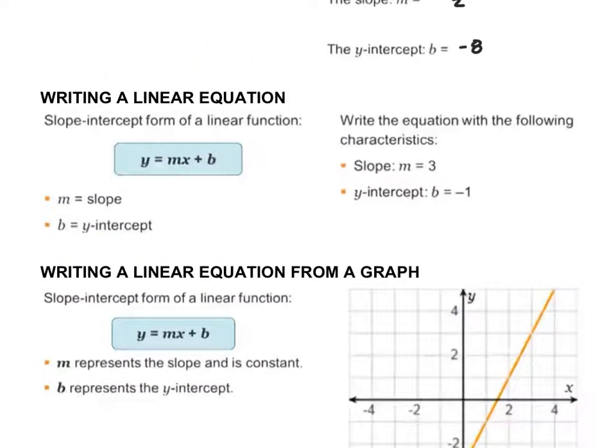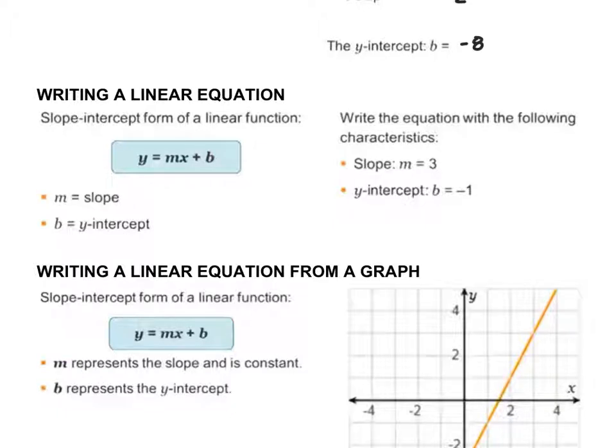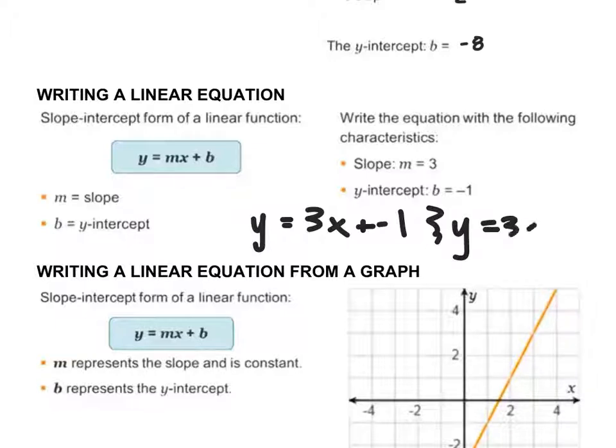So we can also write a linear equation if we know what the slope and the y-intercept is. Write an equation with the following characteristics: slope of 3 and a y-intercept of -1. All I'm going to do is take these numbers and substitute them into my formula. I'm just going to write y equals 3x plus -1, or we could write it like this: y equals 3x minus 1, however you want to do it.